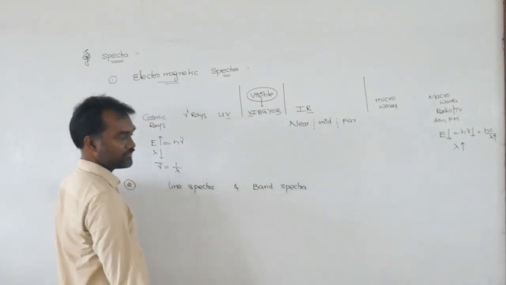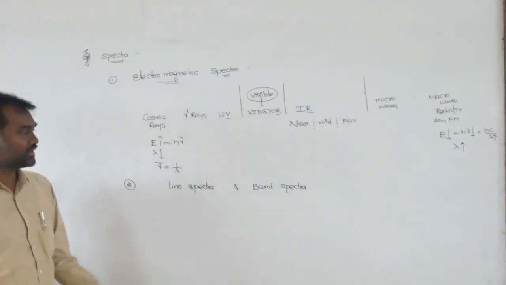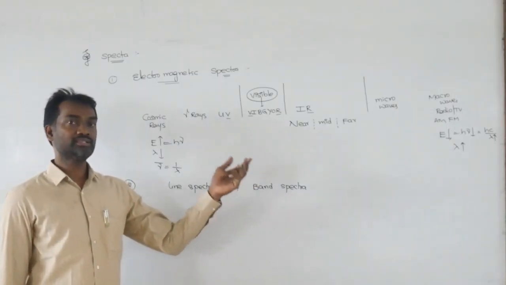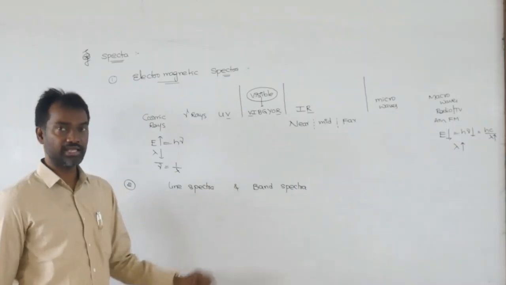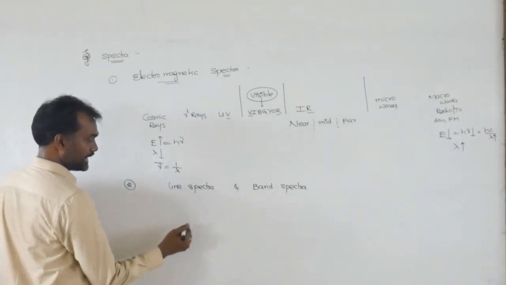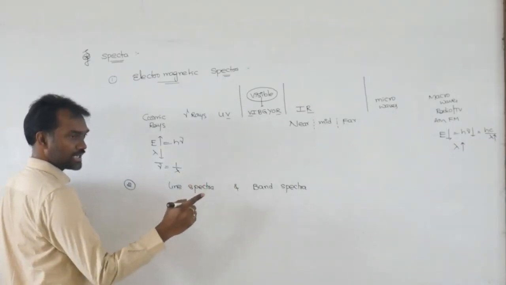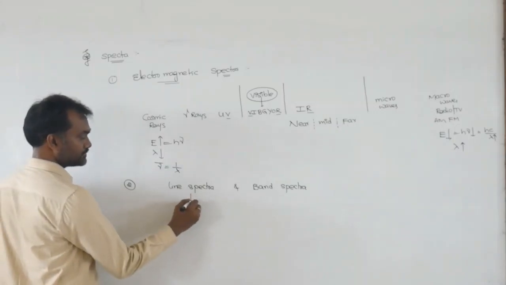So Rutherford's failure is what? Atoms should give a band spectrum, he said. But actually, experimentally they show a line spectrum. A line is nothing but a single color, monochromatic light.